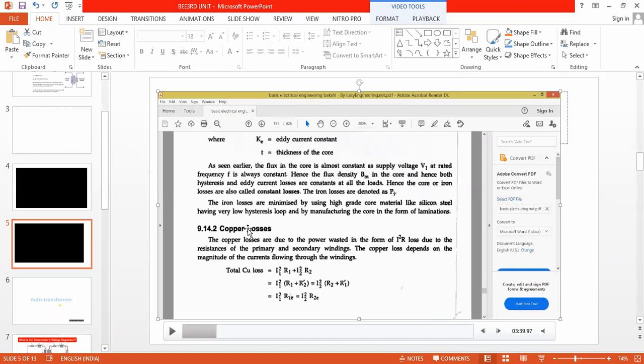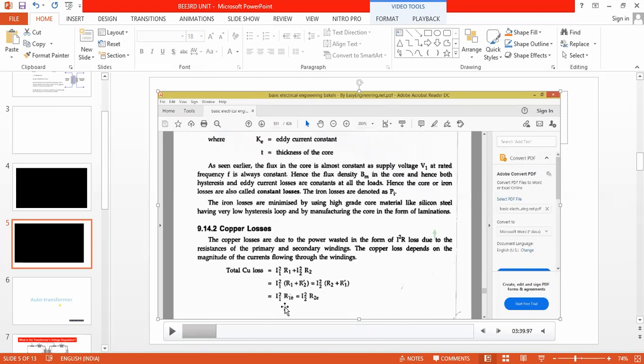In a transformer, we have the core loss and copper loss. Core loss is otherwise called constant loss, and copper loss is called variable loss. So write only this formula first. What is the formula for copper loss? I square into R. But in a transformer, I have primary winding and secondary winding. So I1 square into R1 is the primary loss and I2 square into R2 is the secondary loss. Okay, so now you remember this third line.